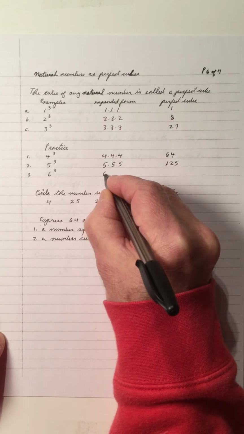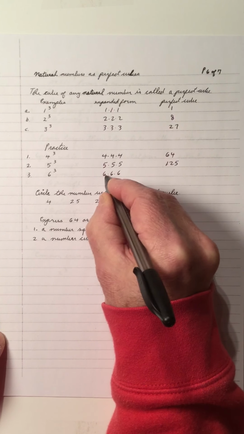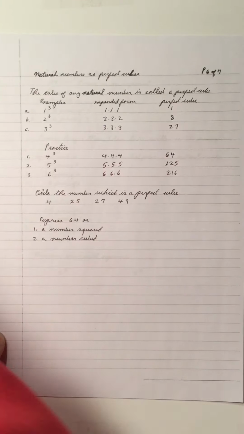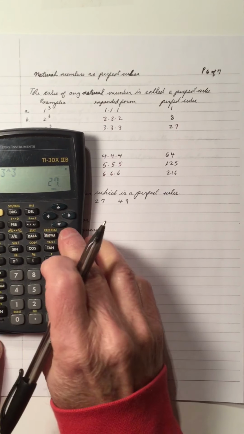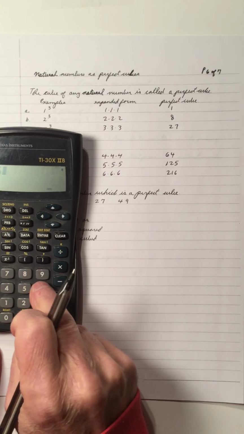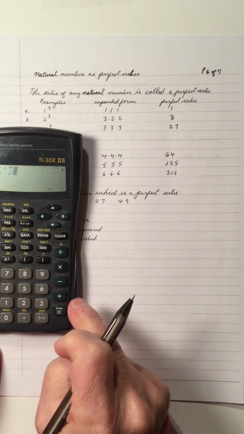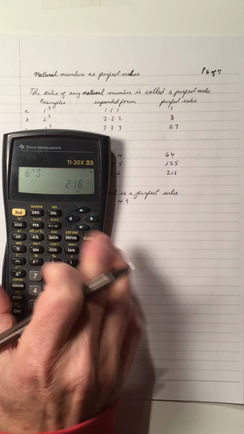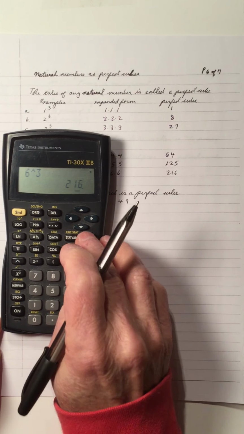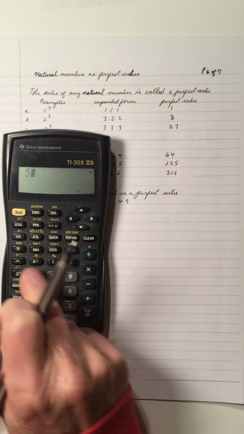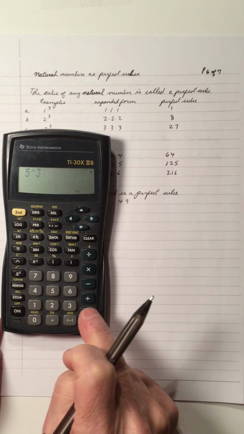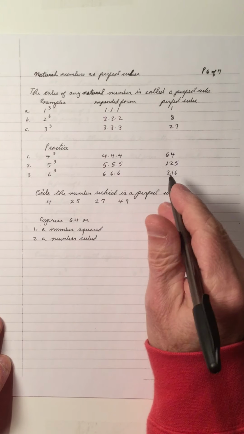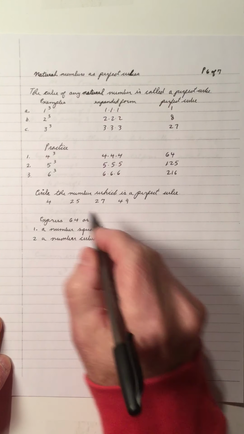6 cubed is 6 times 6 times 6. 36 times 6 is 216. And let's check that again with the calculator. 6 cubed, 6 power button 3 is 216. Perfect. 6 cubed. How about 5 cubed? 5 power button 3 is 125. So the calculator helps out.